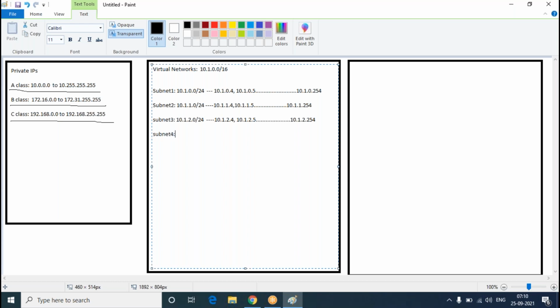Can anyone tell by looking at the above, what is the next subnet? 3. 10.1.3.0. Right. You guys are good enough then. So this is something we need to understand, guys: how networks can be segmented into subnets.